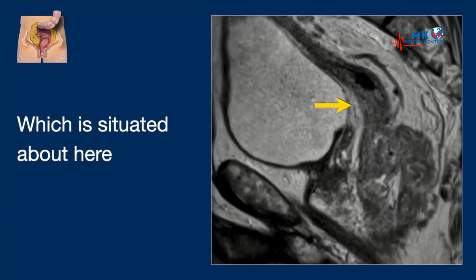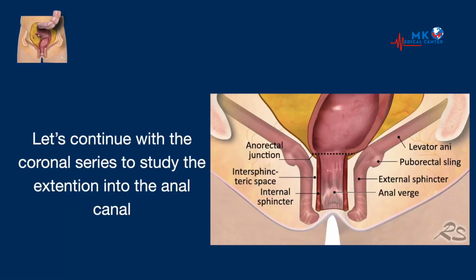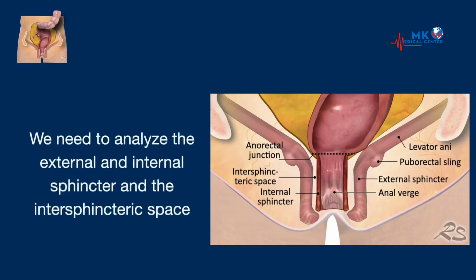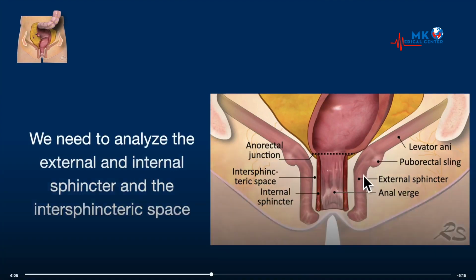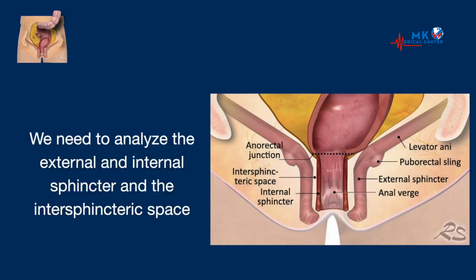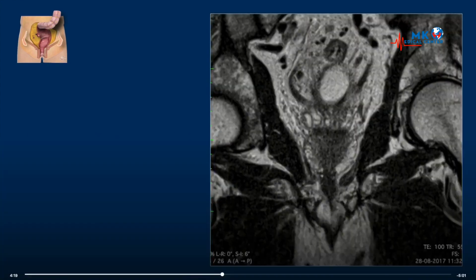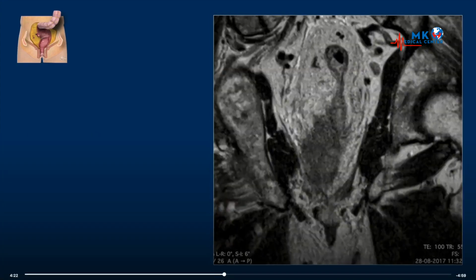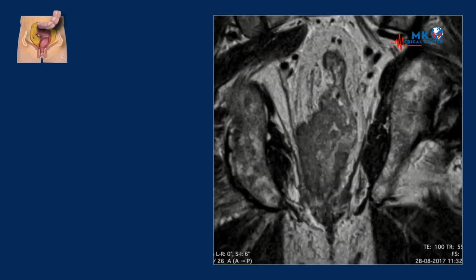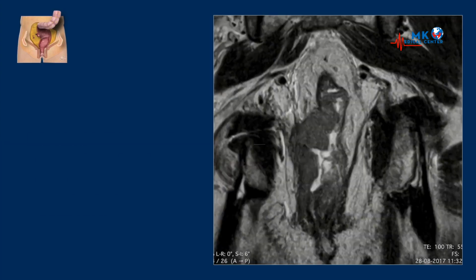So let's go back to our case and continue with the coronal series to study the extension into the anal canal. We need to analyze the external and internal sphincter and the intersphincteric space, which is fatty tissue and bright on the MR images. We start the coronals on the anterior side, so here we have the prostate, and now we see the rectum and the anal canal.